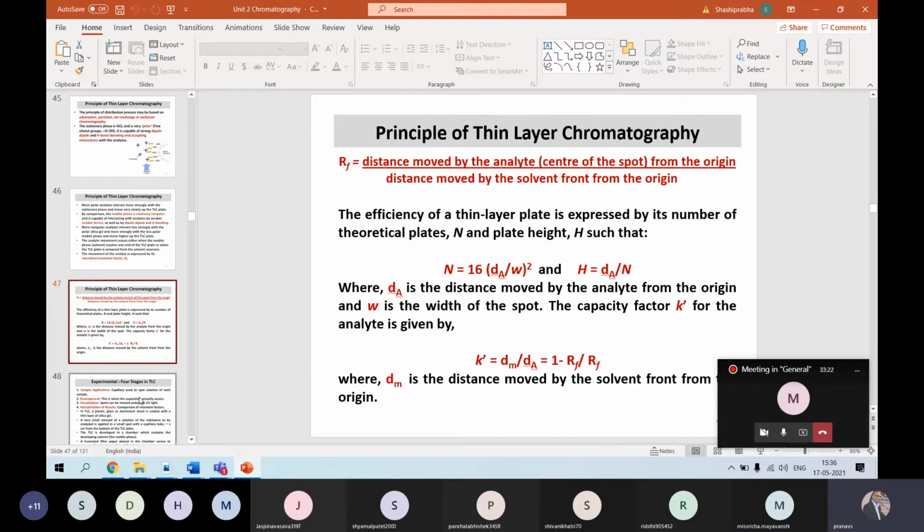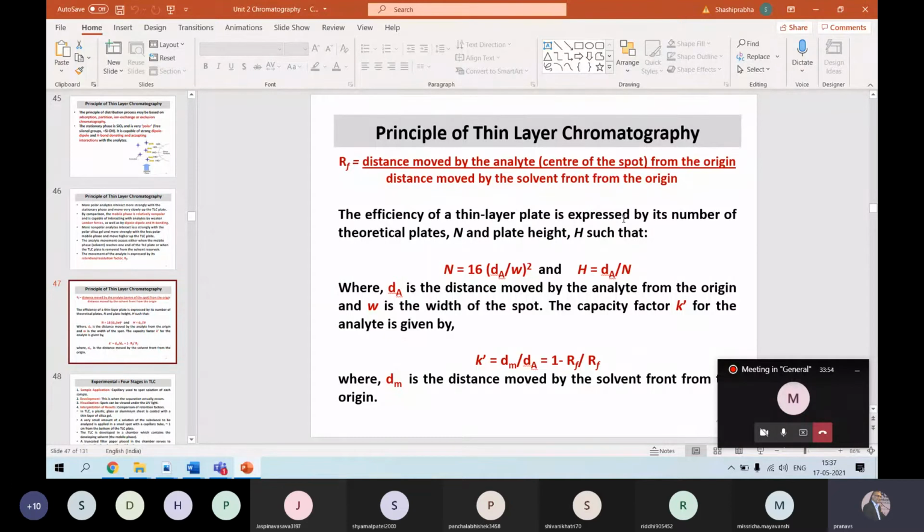And the H factor, that is the height equivalent of a theoretical plate, is given by the distance traveled by the analyte divided by the number of theoretical plates. So for thin layer chromatography as well, one can find out the efficiency of separation by calculating the number of theoretical plates, and can also find out the plate height H.